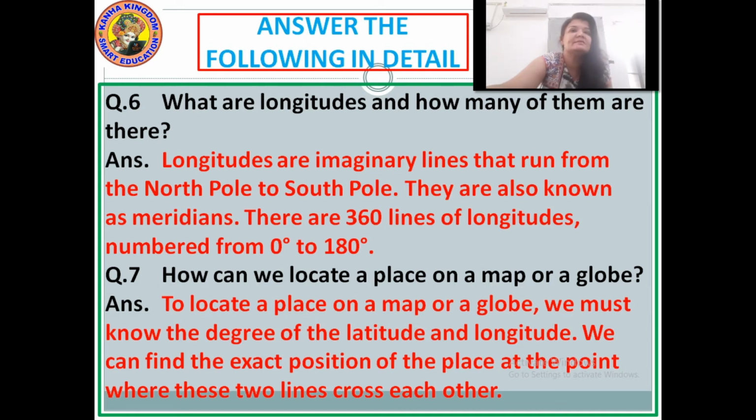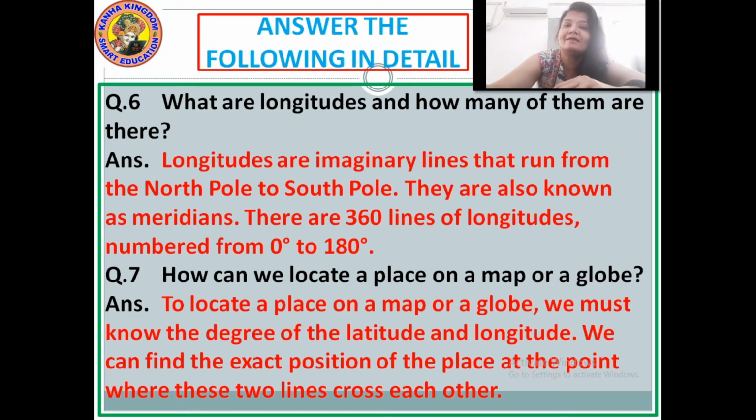Next, how can we locate a place on a map or a globe? Answer: to locate a place on a map or a globe, we must know the degree of the latitude and longitude. It means if you want to locate any place on a map or a globe, the first thing you have to know is the degree of that place.